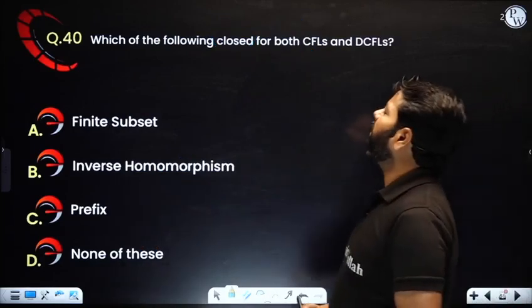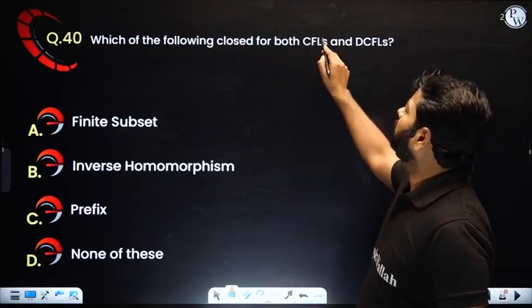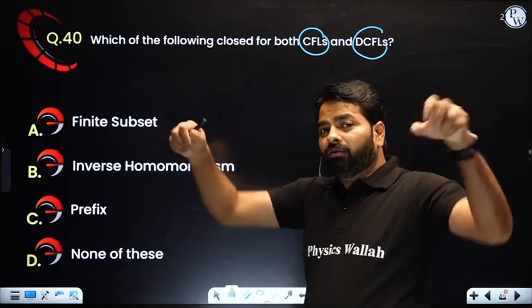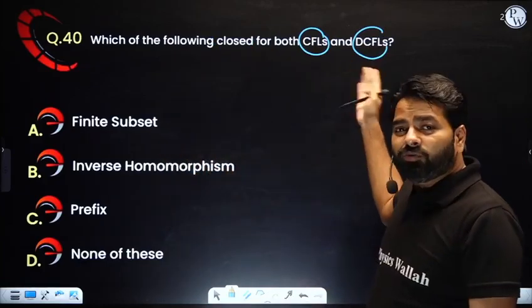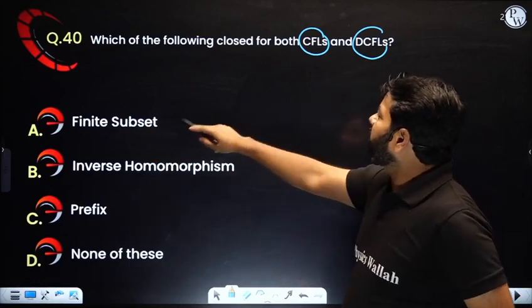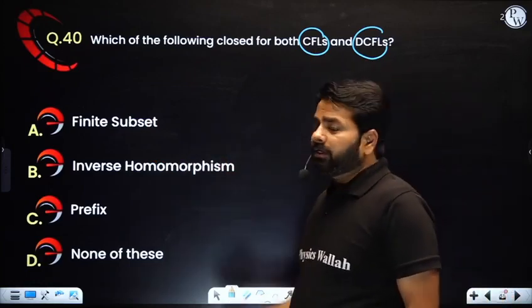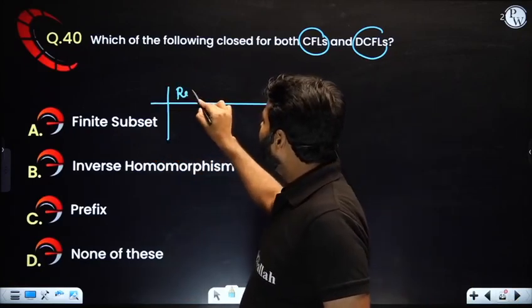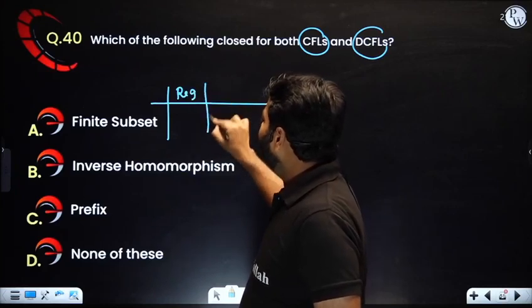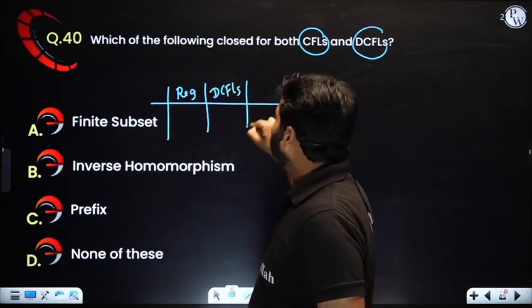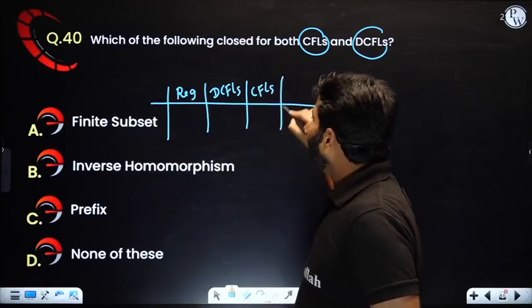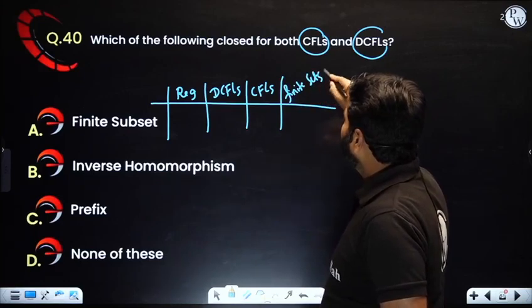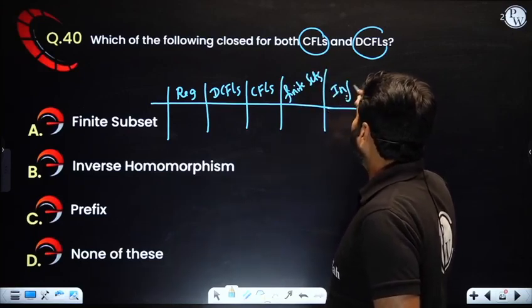Which of the following operations are closed for both context free languages and DCFLs? Both are different domains. Individually we should look at them, don't combine them. Is finite subset closed for CFLs? When you talk about this, I'll make a table here: regulars, DCFLs, CFLs, and even other domains. What about finite languages? Finite sets, infinite sets, you can make that table if you want.